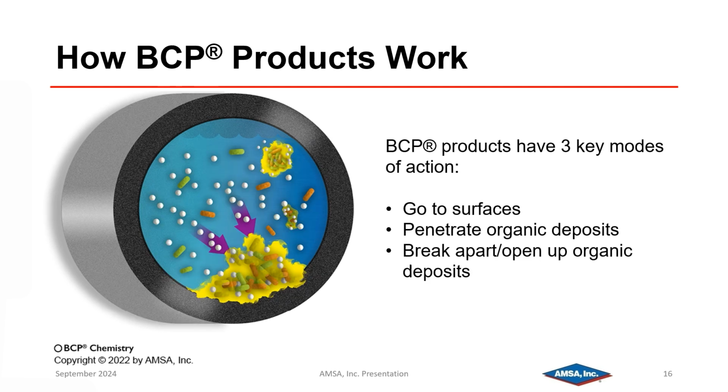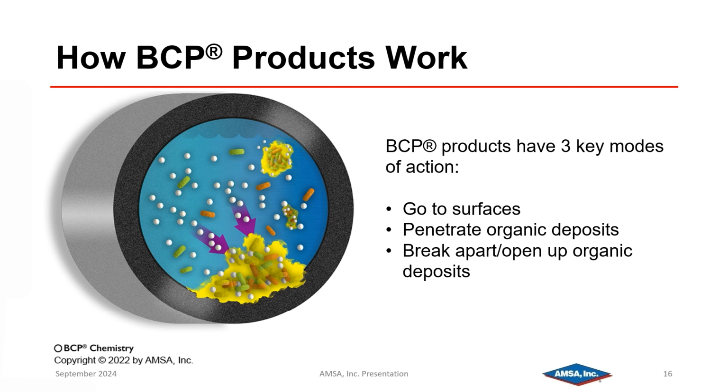In this picture, AMSA chemistry is represented by white dots in the cooling water system. As you can see, the AMSA BCP chemistry does a better job of getting into the biofilm deposit. And this is true because AMSA products have three key modes of action. First, they go to surfaces, and the chemistry readily associates with biofilm deposits. There is a long carbon chain on part of the molecule, which allows AMSA BCP chemistry to deeply penetrate organic deposits.